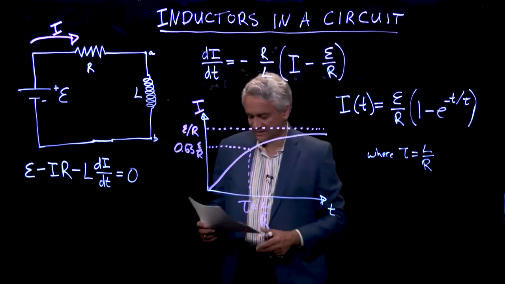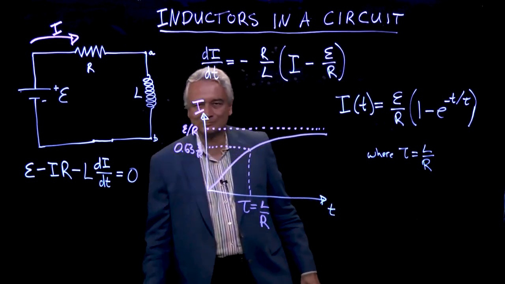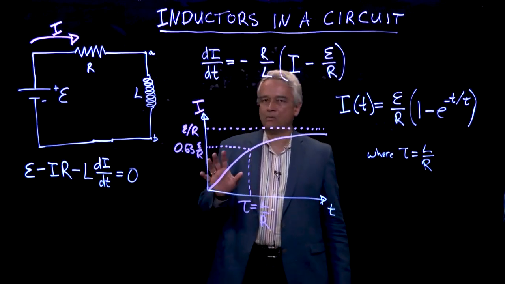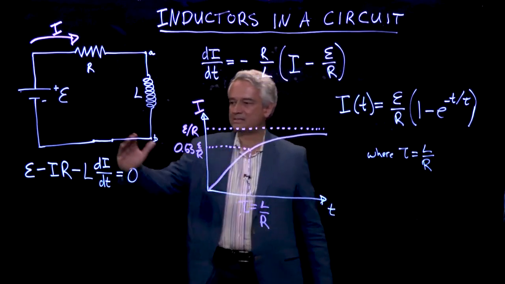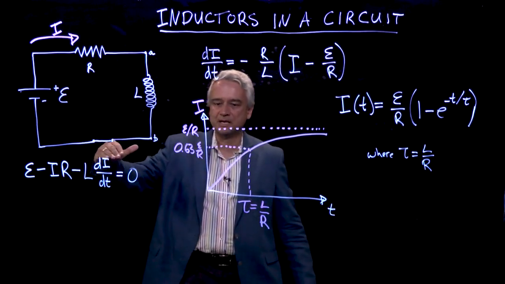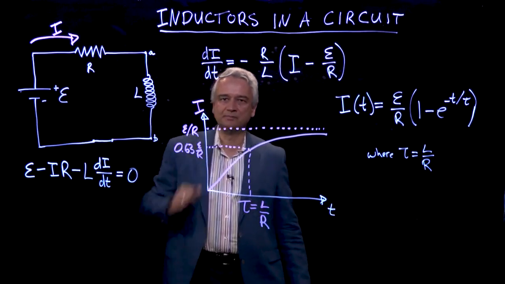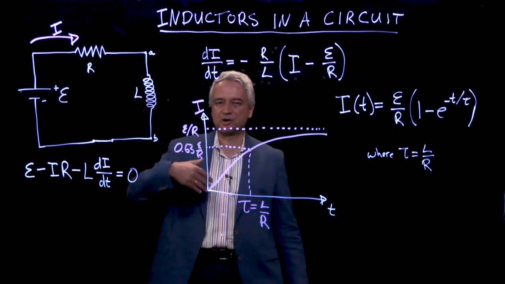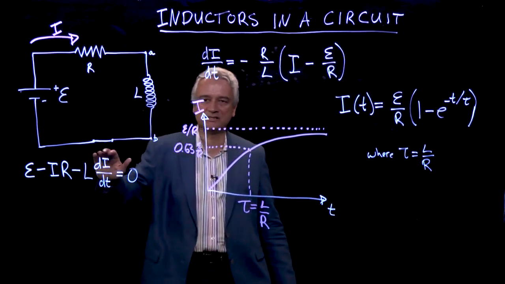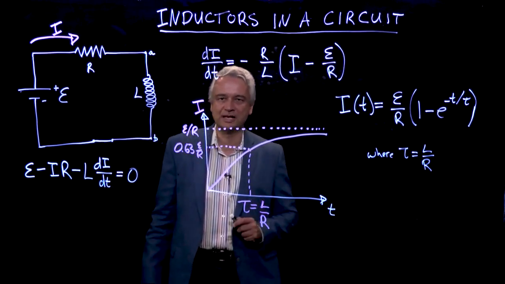Now let's come back to the physics. What happens here is that I close the switch, the current is initially 0. With a capacitor, the current jumped up, but here the current this time is behaving like the charge did last time.